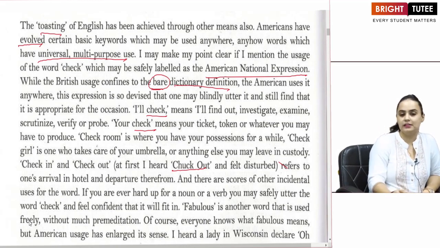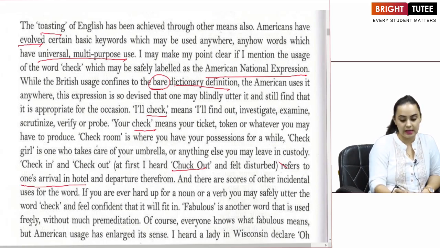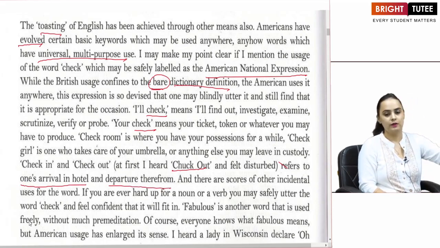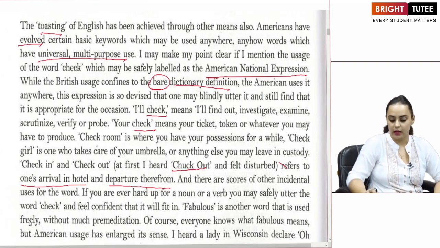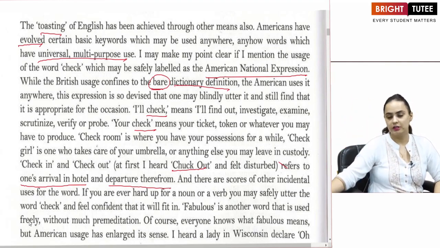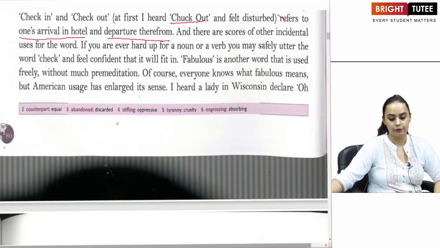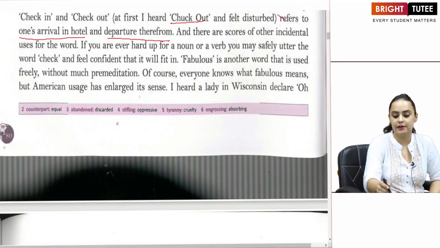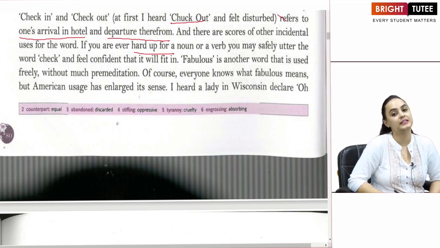So, check in and check out, where do we use these words? Refers to one's arrival in the hotel and departure therefrom. So, when you arrive at a hotel, you check in, and when you depart from a hotel, you check out. And there are scores of other incidental uses of the word, and there are other words also which are used in a similar manner. If you are ever hard up for a noun or a verb, you may safely utter the word check and feel confident that it will fit.